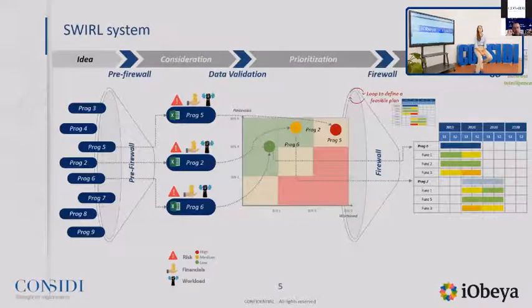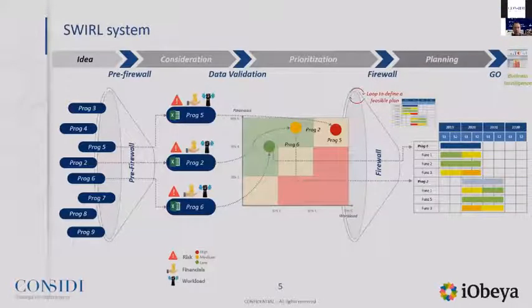So let's now focus on the workflow related to the portfolio management process. Here we have a sort of representation of what is the funnel, what is the workflow. As you can see in the upper side of the slide, we have represented the main phases of the portfolio management process. So we start with a phase called idea. We then go on with a phase called consideration. Then we have a prioritization phase. And at the end, we have the planning phase.